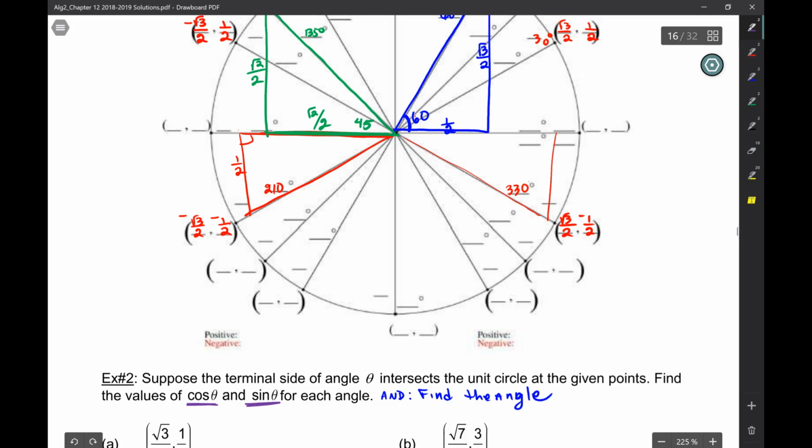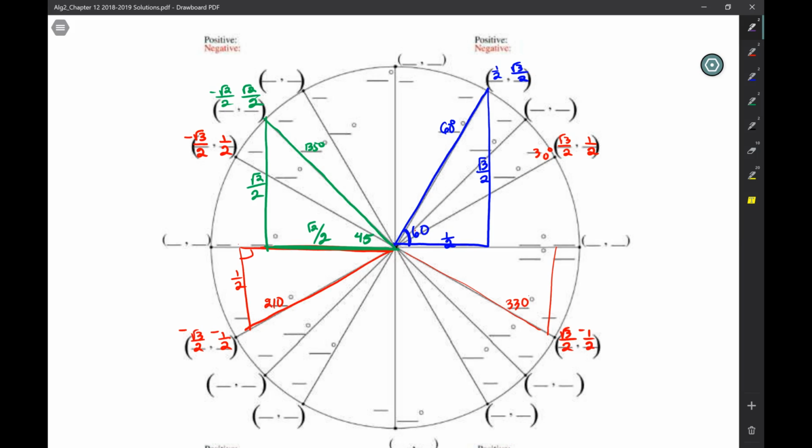Now, what did you notice here? About the sign, like S-I-G-N, the positive, negative. Look at the X values. Are they positive or negative? Positive. Look at the Y values. Are they positive or negative? Positive. So here, it's positive, positive. What about in this quadrant? Negative, positive. What about here? Negative, negative. And what about here? Positive, negative.